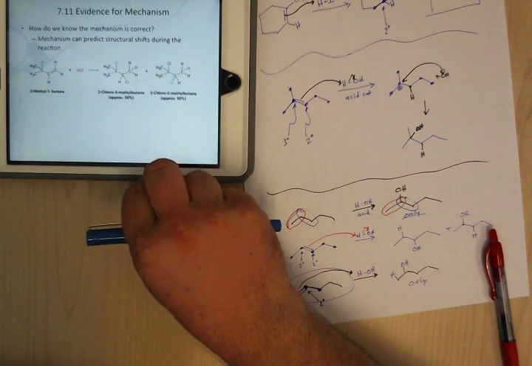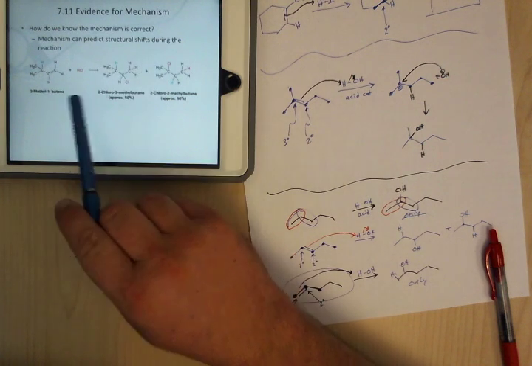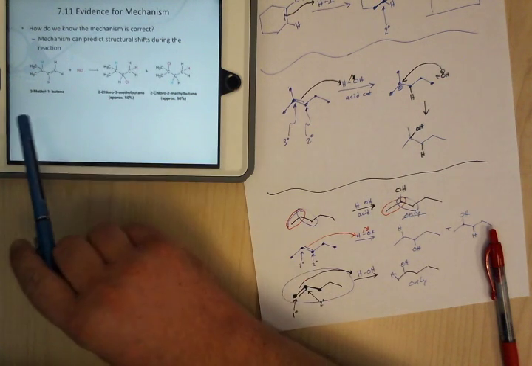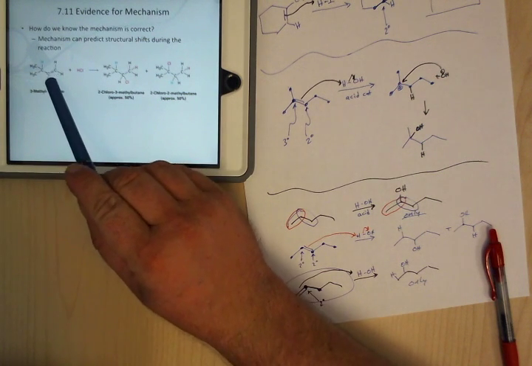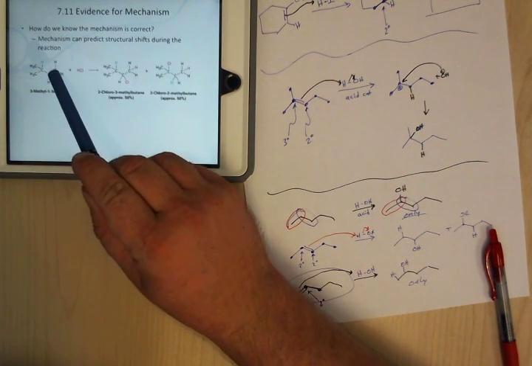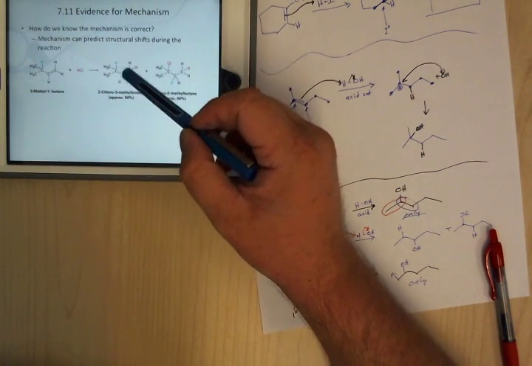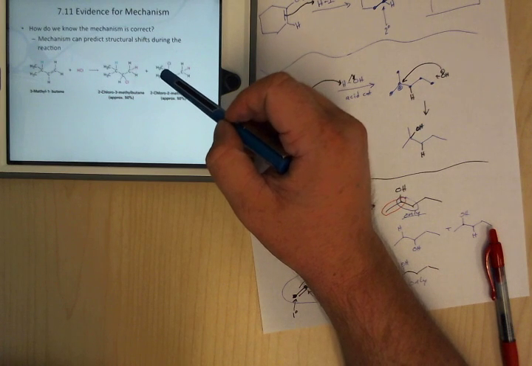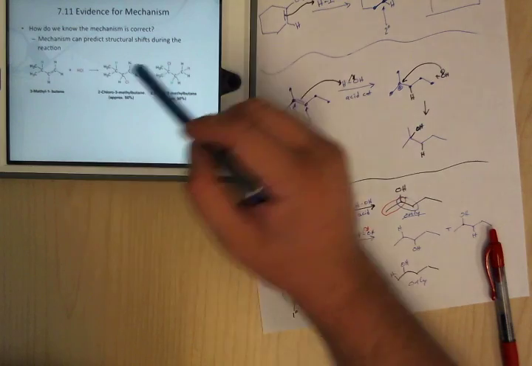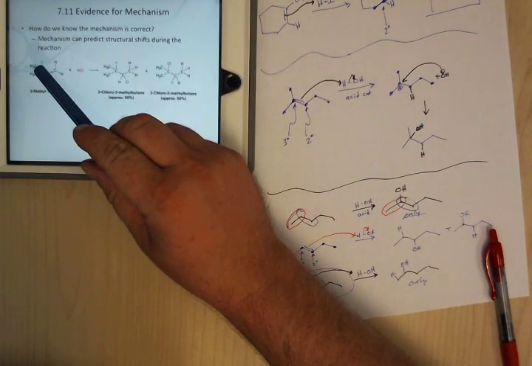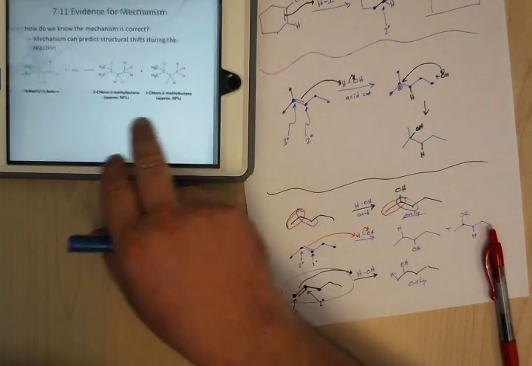Okay, so how do we know this mechanism is correct? We can predict structural shifts within a reaction. So we run this reaction, and you would think, oh well, the Cl goes here, and the H goes there, which is what we see. But we also see this product, where it's adding not across that double bond, but next to it. So something's up with that hydrogen. And so what is it?